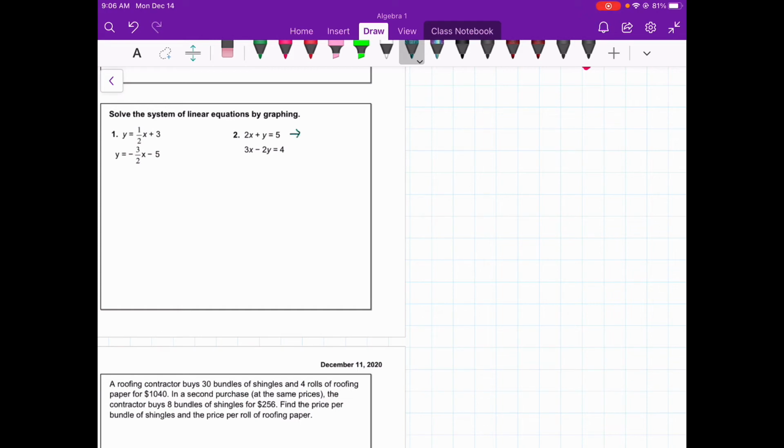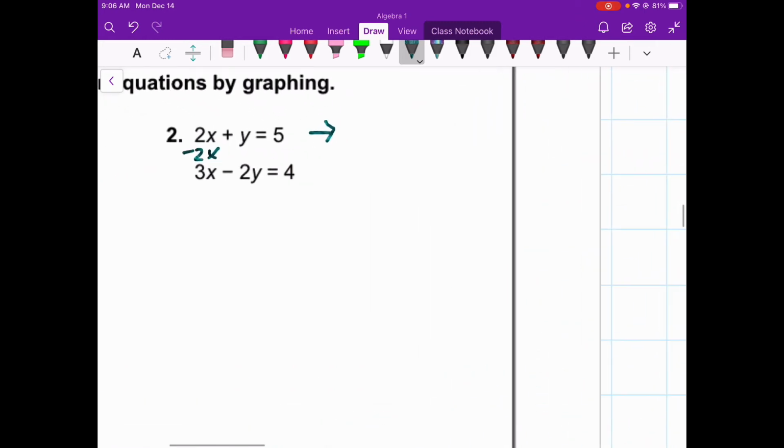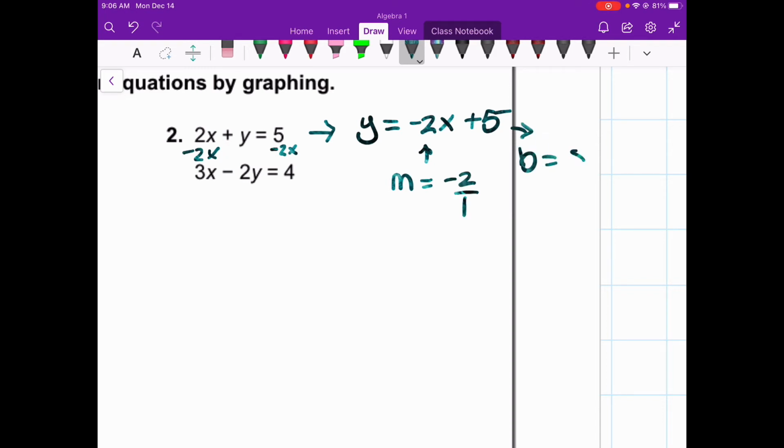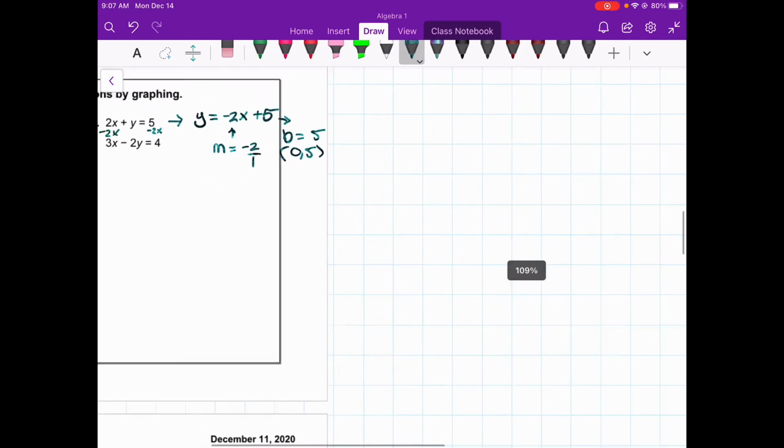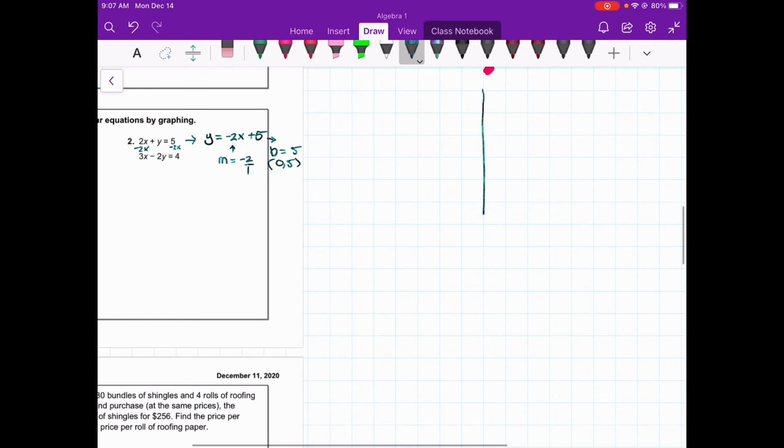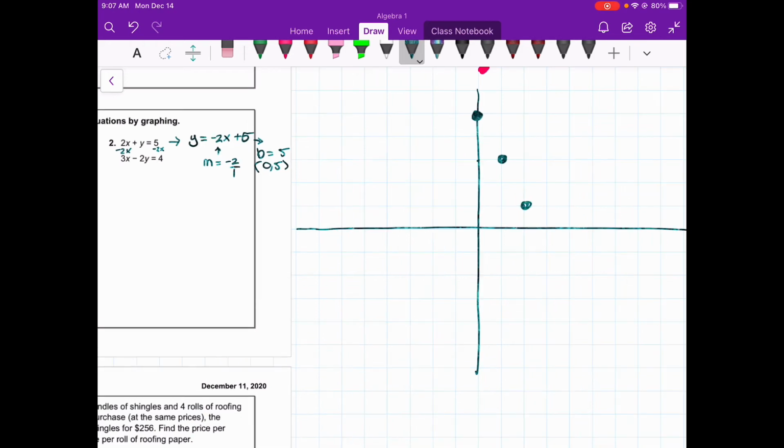So in this problem, if we subtract 2x from both sides, we get y equals -2x plus 5. That means that our slope, m, is -2 over 1, and our y-intercept, b, is 5, or 0, 5. So when I graph that part of the equation, I start my graph at 5, and my slope, rise, is -2, down 2, right 1. Down 2, right 1, or up 2, left 1.